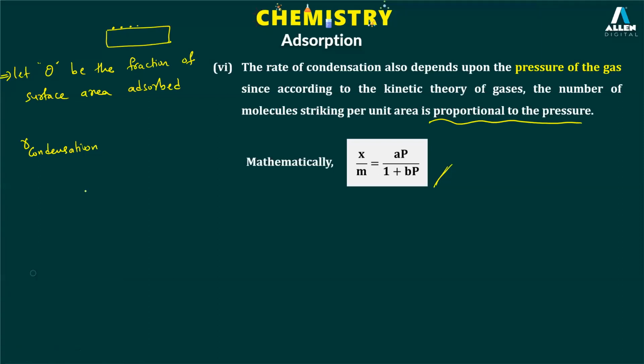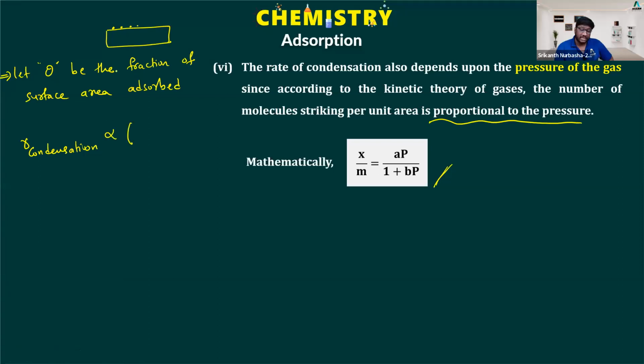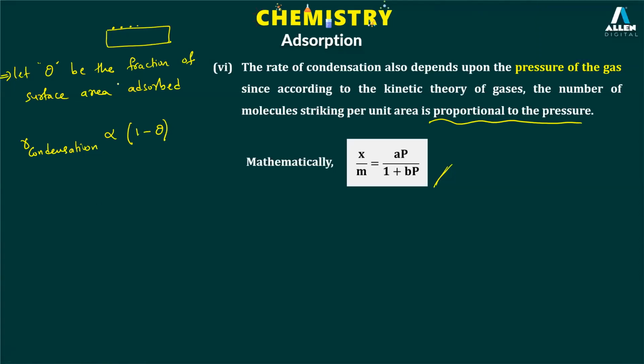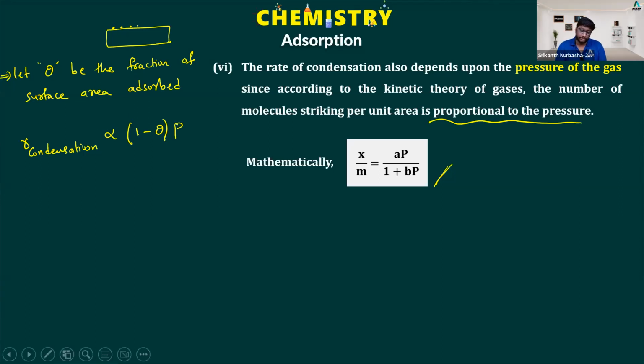Theta minus A. Fraction, I'm saying, right? Like 1 is the total surface area. If theta is a fraction, then 1 is the total surface area. So the rate of condensation should be directly proportional to 1 minus theta. And this rate of condensation also depends upon pressure. So 1 minus theta into P.